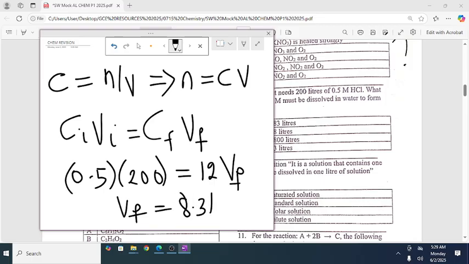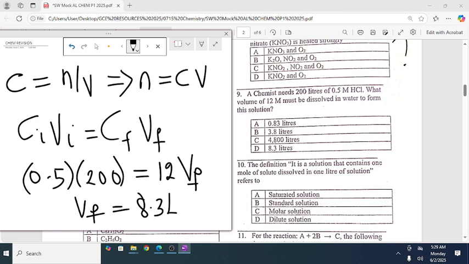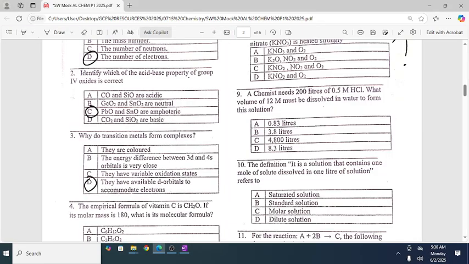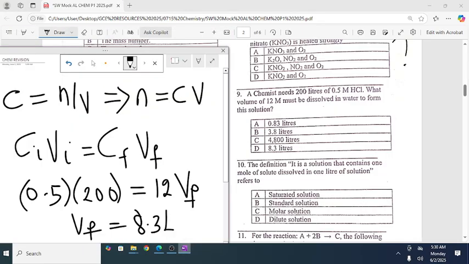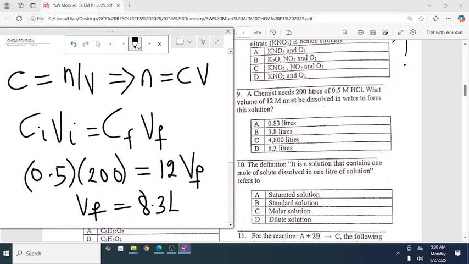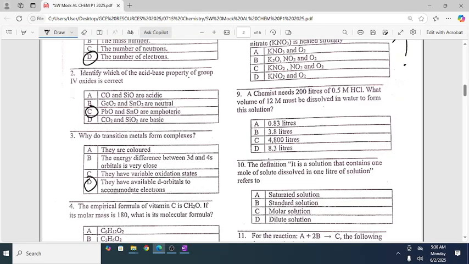So approximately 8.3 liters. If you check the options, option D has to be the right option. Now question 10. Let me just wipe this off. Those who still need the solution, you just have a few minutes to check before I wipe it off. You can even screenshot. Okay, let's move to question 10. So we are very certain that question 9 is D.